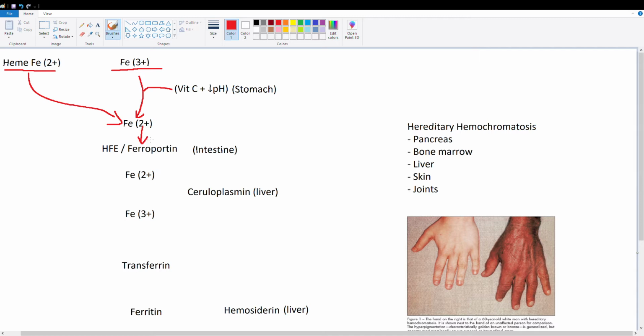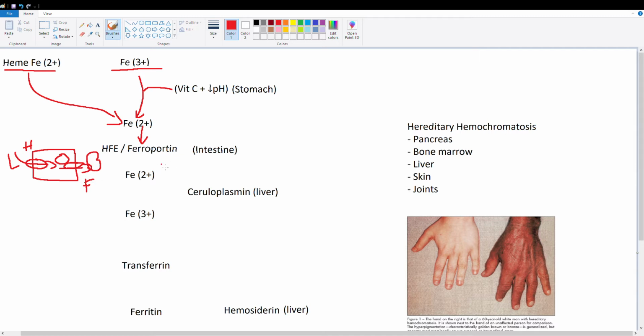And it is now absorbed using two main plasma membrane proteins, HFE and ferroportin. So how this works is let's say you're in the intestine and this is a cell, and this is your lumen and here's your bloodstream. HFE is on the apical portion of your cell, so let's put a little H here, and ferroportin is on the basal part. So iron comes in through HFE and enters the bloodstream via ferroportin.